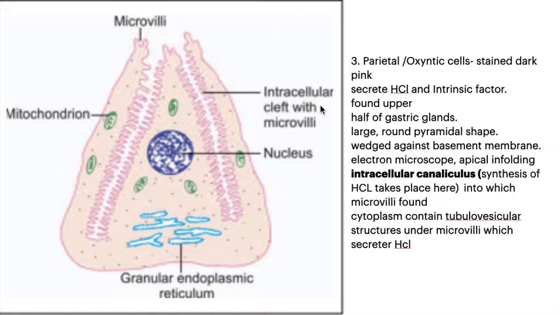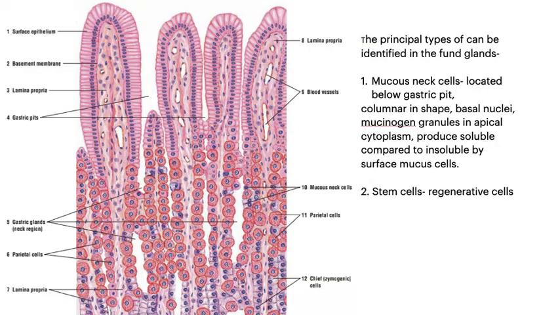The third important one is the parietal or the oxyntic cell. This is an electron microscopic view of the parietal cell. It basically stains dark pink and, very important, it secretes HCl and the intrinsic factor. Found in the upper half of the gastric gland, as you have seen, they may be large, round or pyramidal in shape, wedged against the basement membrane. So they are wedged against the basement membrane.